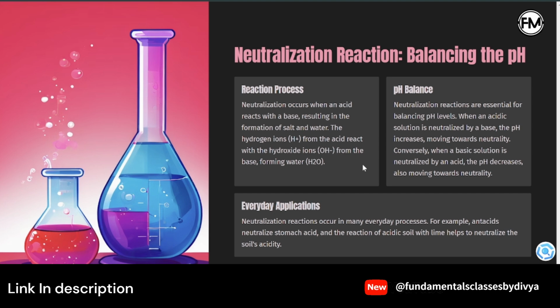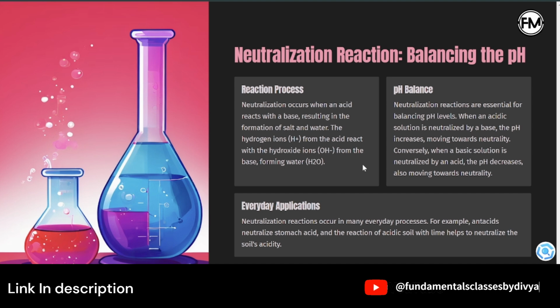Okay. Neutralization reactions are essential for balancing pH levels. When an acidic solution is neutralized by a base, the pH increases, moving towards neutrality. Conversely, when a basic solution is neutralized by an acid, its pH value will decrease, right? So definitely at last it will become 7. When the pH value is 7, that means it is neutralized now, right?